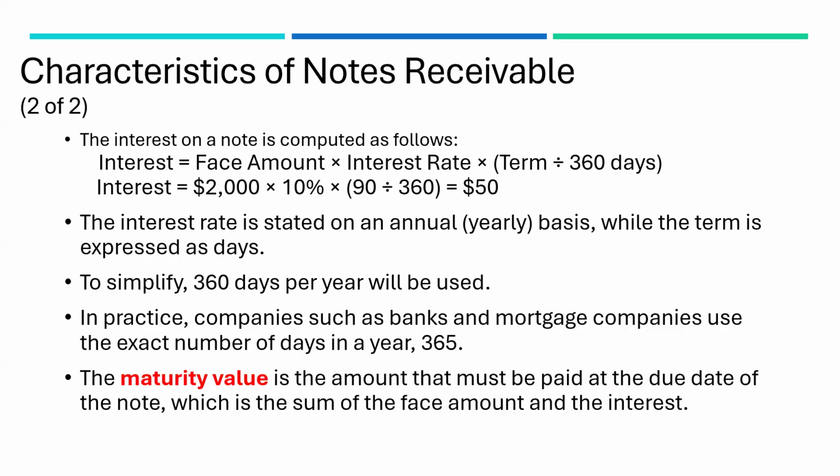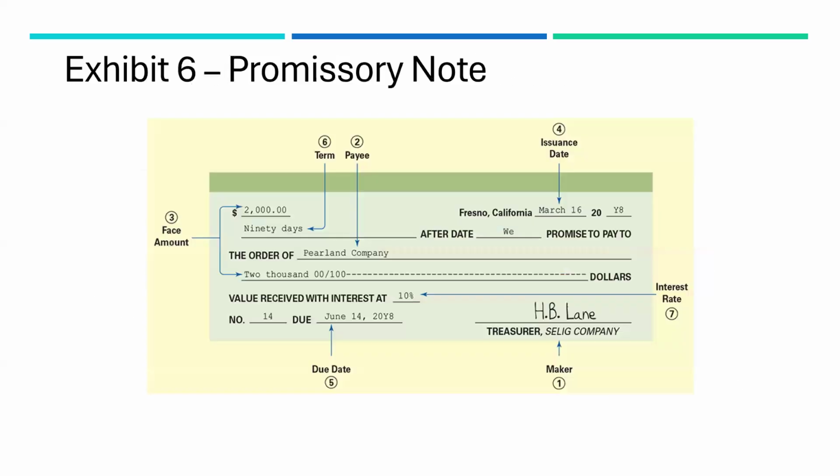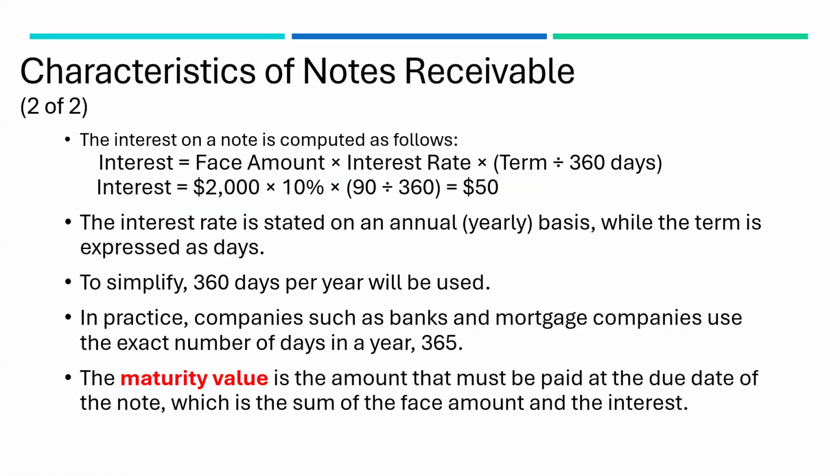In practice, banks and mortgage companies use the exact number, which is 365, but it'll say in the problem how many days a year of interest is used, or if there is a note that's created, a lot of times it will clarify how much interest is being calculated.